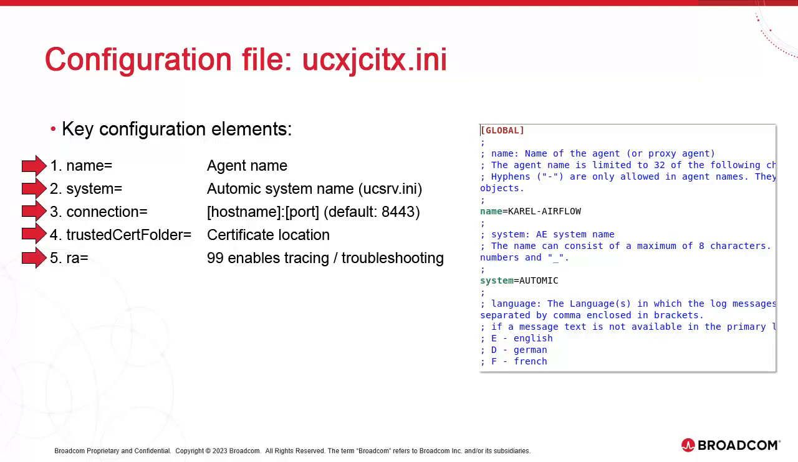Finally, you can set RA equal to either 0 or 99. The latter enables full tracing and generates files in the temp directory, which is created when the agent is started. Be sure to only enable tracing for troubleshooting purposes. If the agent is running without problems, tracing should be set to 0.